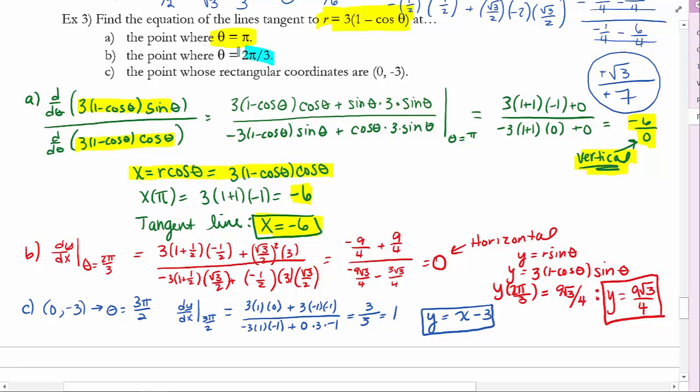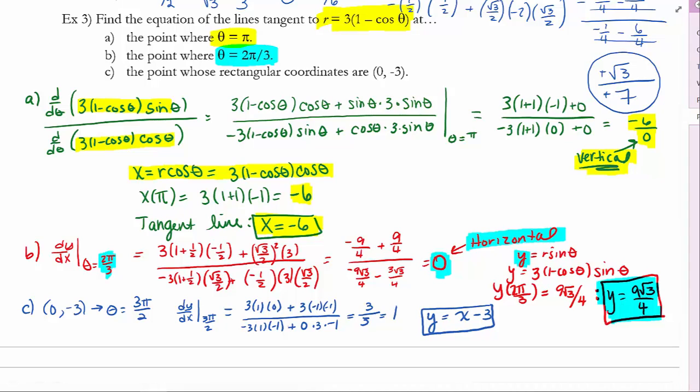For the next one, I wanted to use theta equals 2 pi over 3, so I took the derivative from before, this guy right here, and I plugged in 2 pi over 3 and came up with 0 for a slope, which means I have a horizontal line. Horizontal lines are in y equals form, so I did y equals r sine theta, plugged in 2 pi over 3, and got 9 radical 3 over 4 for my horizontal tangent line.